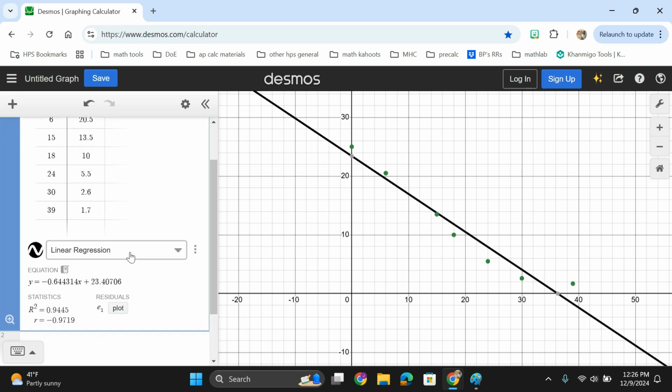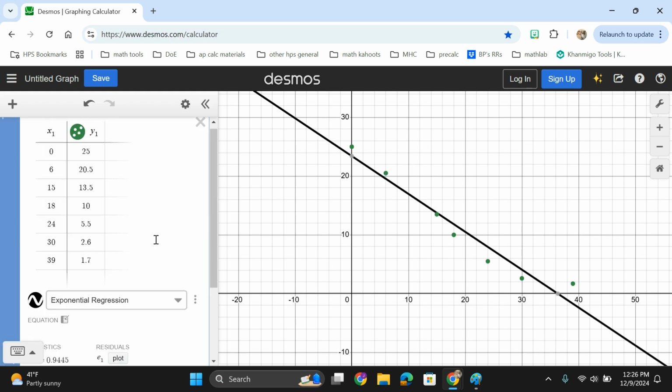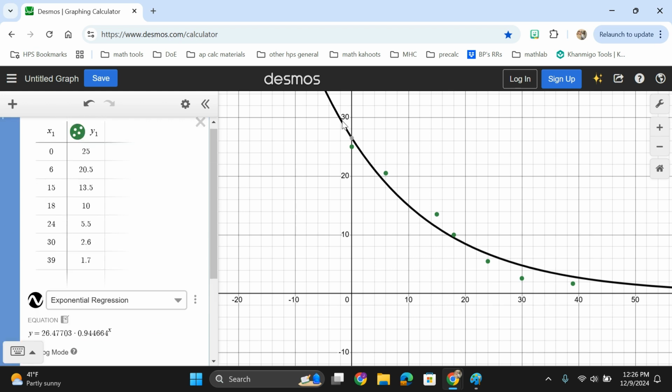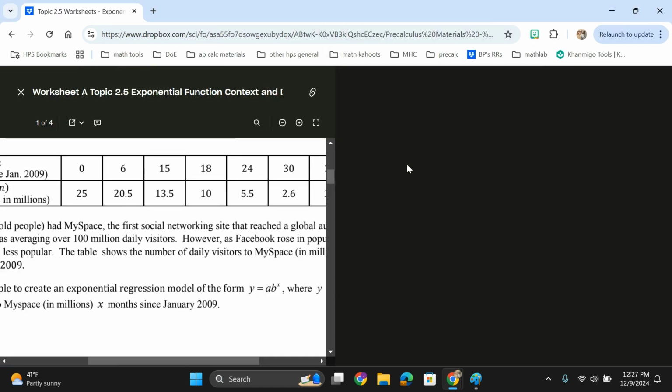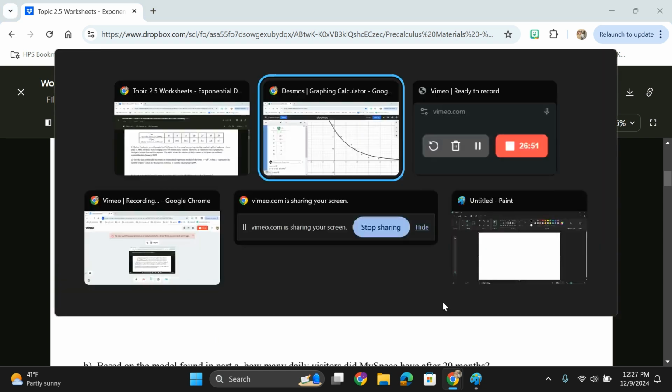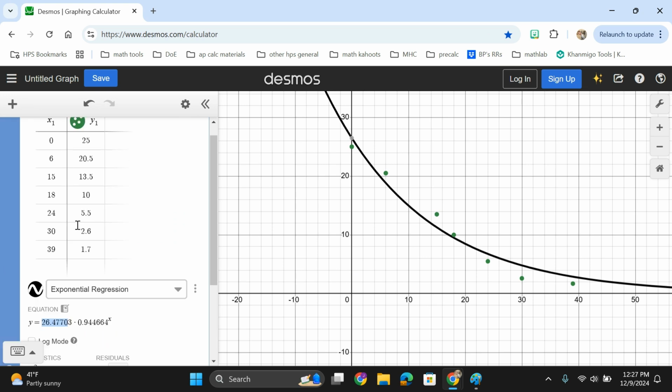The default is a linear regression, and that's not bad, right? But I'm going to go with an exponential. Now this was assuming that the decline of MySpace use was going to be exponential. Right. This is called creating a regression model, an exponential regression model. My answer is going to be this: y equals 24.47703 times 0.944664 raised to the x power.